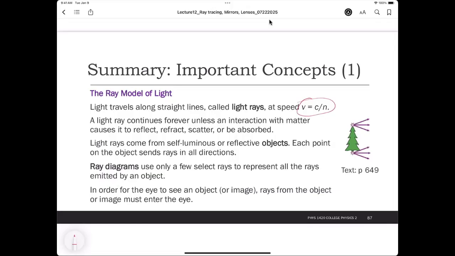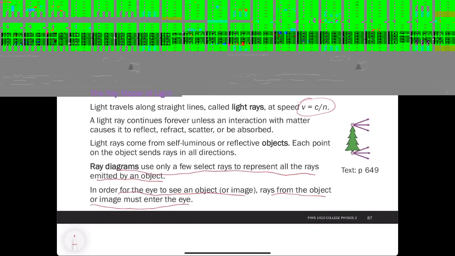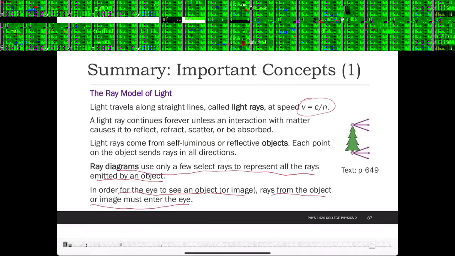Each point on the object sends rays in all directions. The ray diagram uses only a few select rays to represent all the rays emitted by an object. In order for the eye to see an object, rays from the object or image must enter the eye. Actually, we have already reviewed this at the beginning of this class. So we also talk about some image formation.